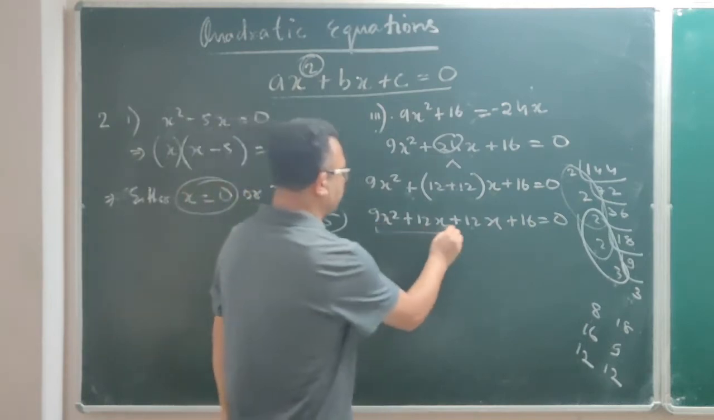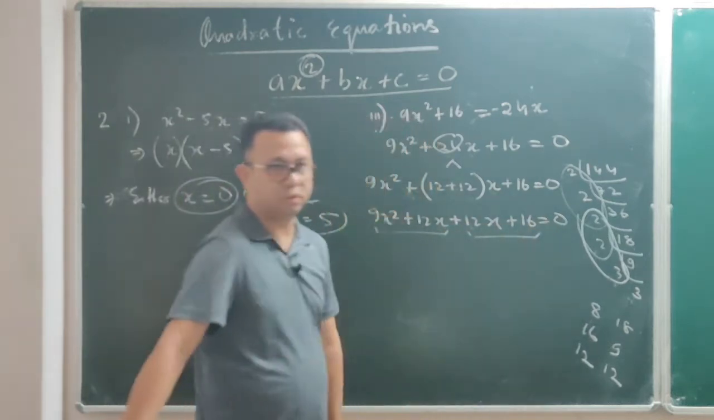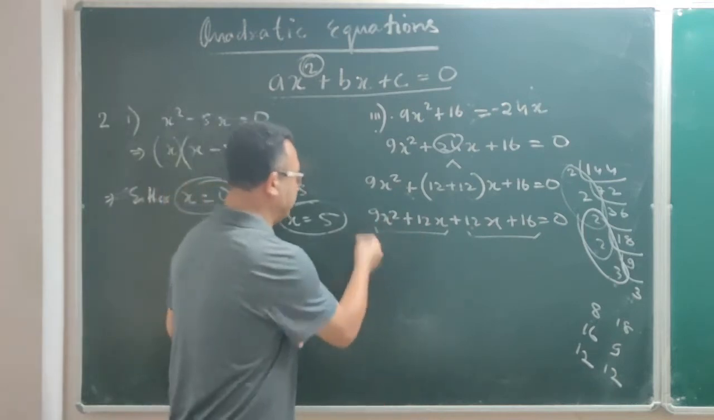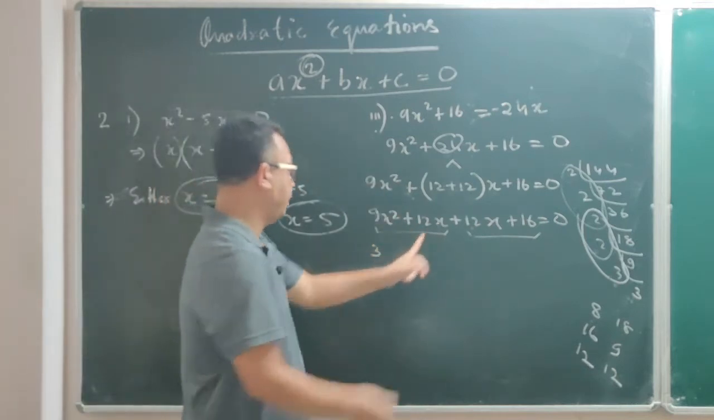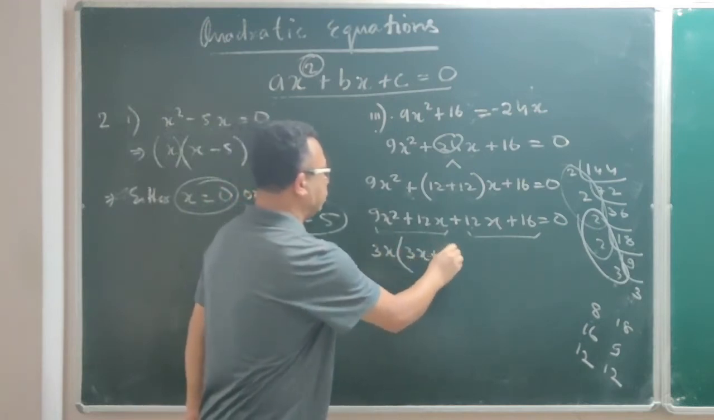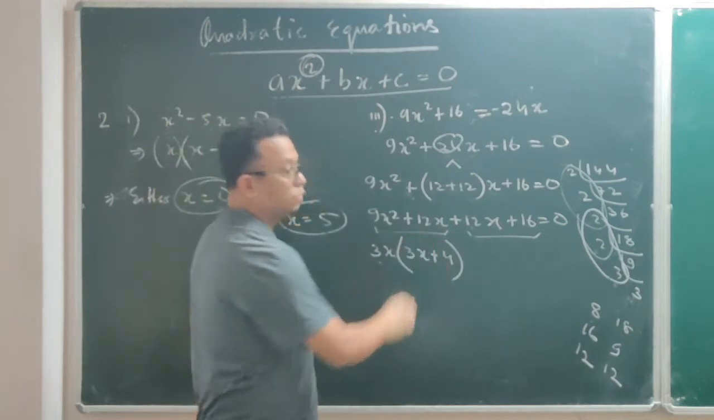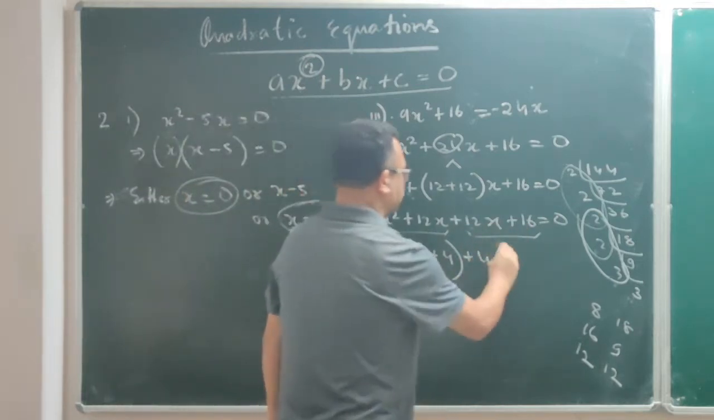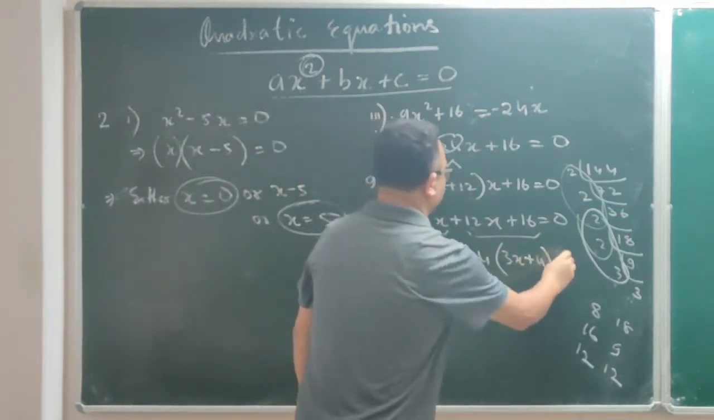Now you have to take out common between the first two and the third and the fourth. Between these two, the highest common factor of 9 and 12 is 3. x square and x, x is common. So 3 will go into 9 three times, and 3 will go here four times. So 3x into 4 is 12x. Same way between these two, 4 is what is common. So it is 3x plus 4 equal to 0.